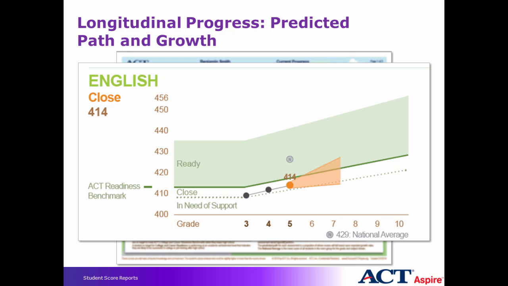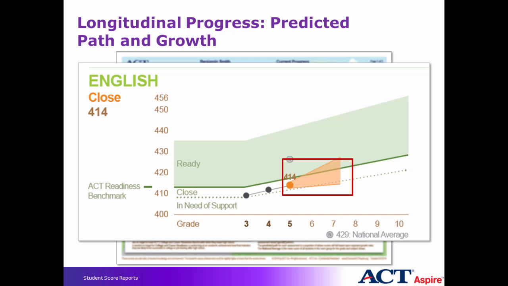On this same graph, you can see Benjamin's 2-year predicted path. The orange cone projects where his scores for the next 2 years of assessments will likely fall, based upon expected growth rates. Notice that the prediction is a range, not a specific score.